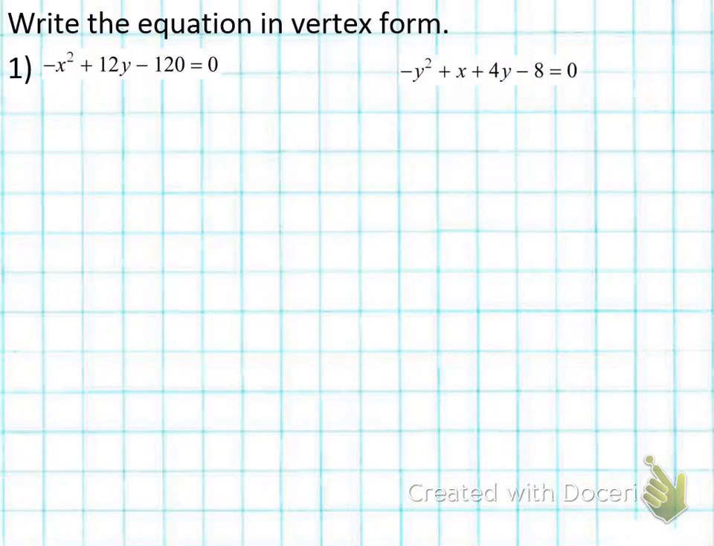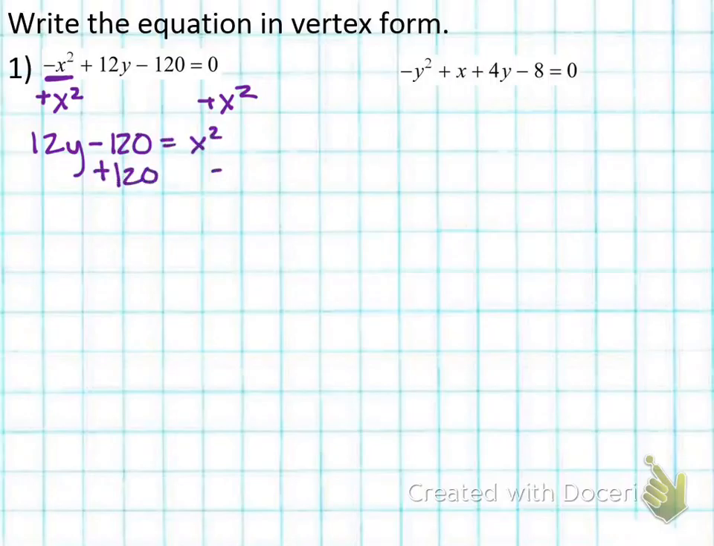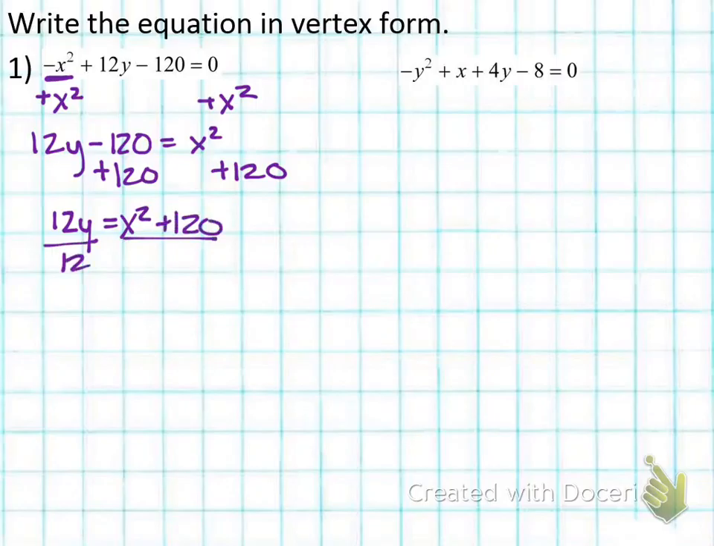Okay, so here's 1 and 2. First thing, for number 1, I see that x is my variable that's squared, so I'm going to move that over to the other side. That gives me 12y minus 120 equals x squared. Now I'm going to solve for y, and I'm jumping to this because I don't have anything else that has an x in it, so I don't really even need to complete the square for this problem. It's really just solving for y now. So I add 120, I have 12y equals x squared plus 120, and then I divide by 12, which gives me y equals 1/12 x squared plus 10.